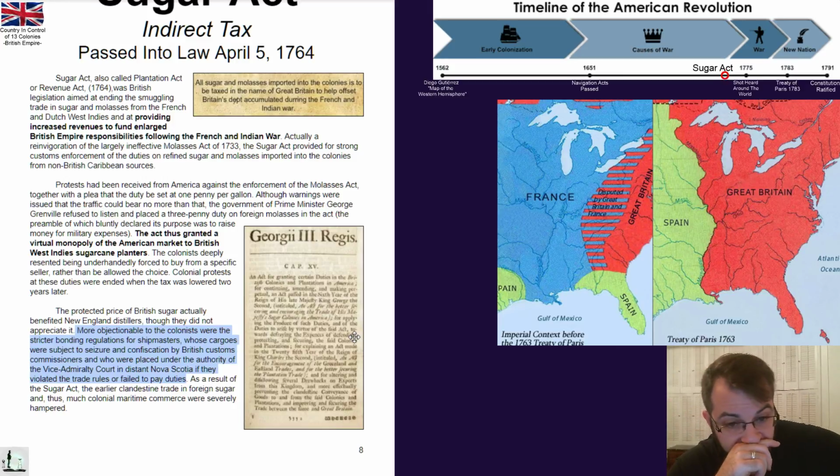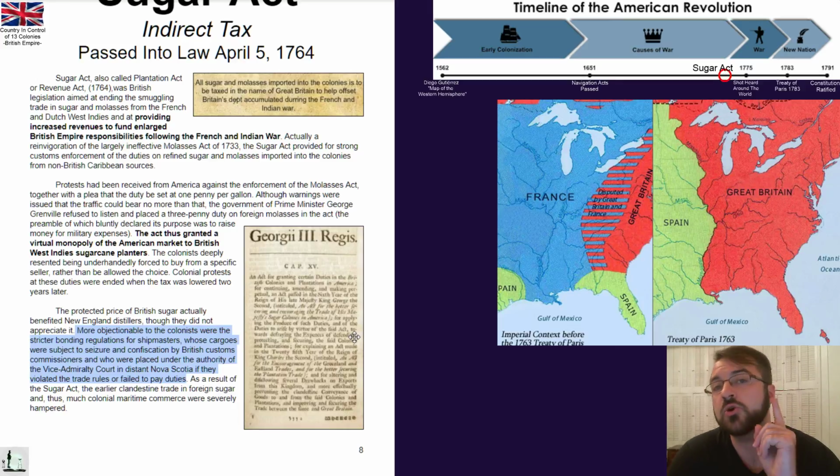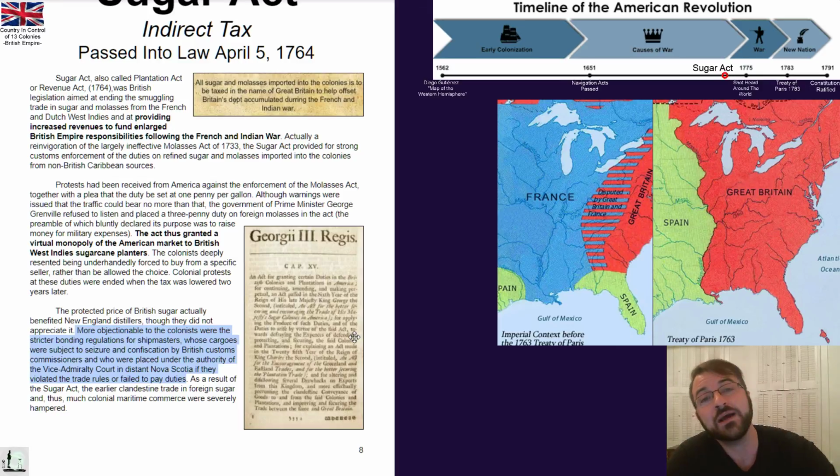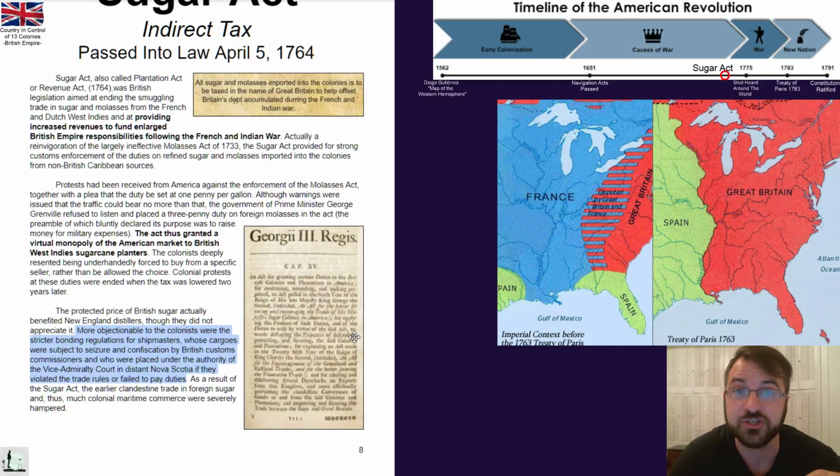Basically, if you get caught smuggling, especially molasses and sugar, huge fine. Got to pay lots of money. Also, there's only one court that's going to hear your case, and that court is way up north in what is today Canada. By the way, you have to walk there. When you get there, no jury. The judge just gets to say, I don't like you, or I do like you. No jury. You're going to be judged without a jury.